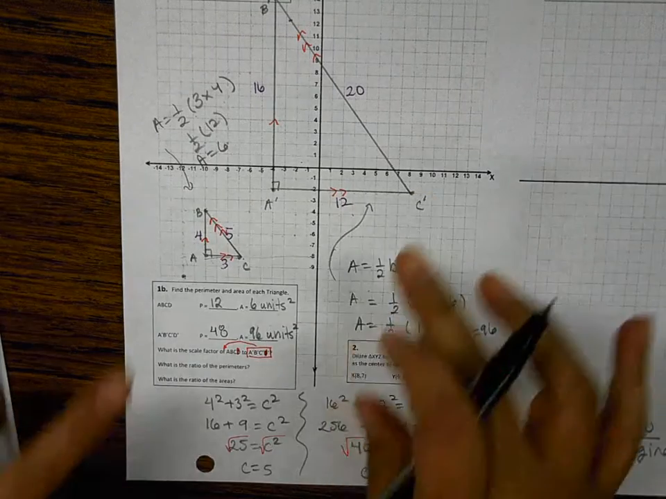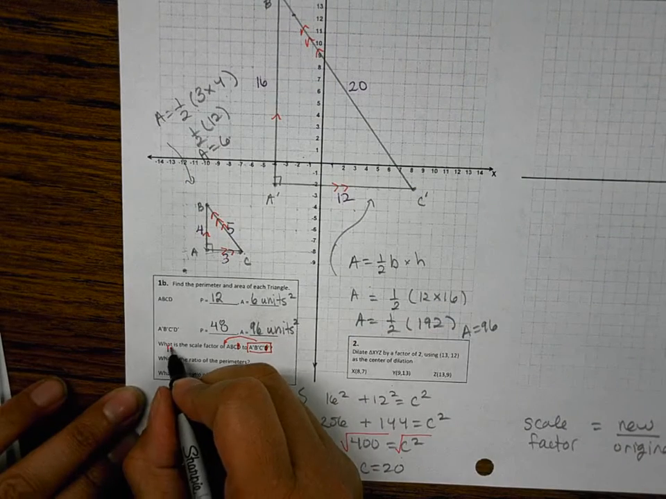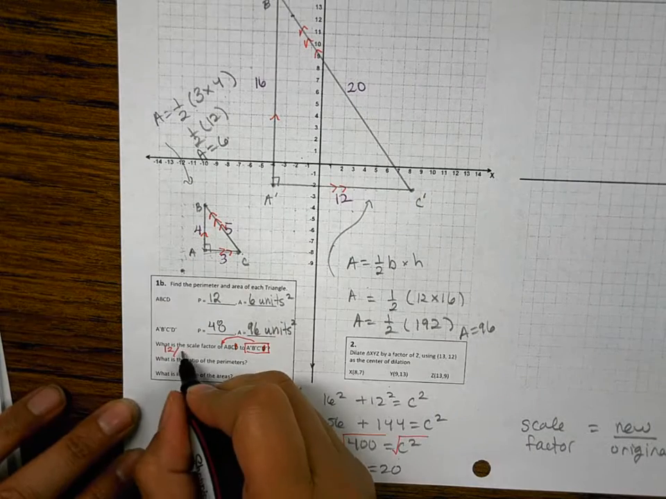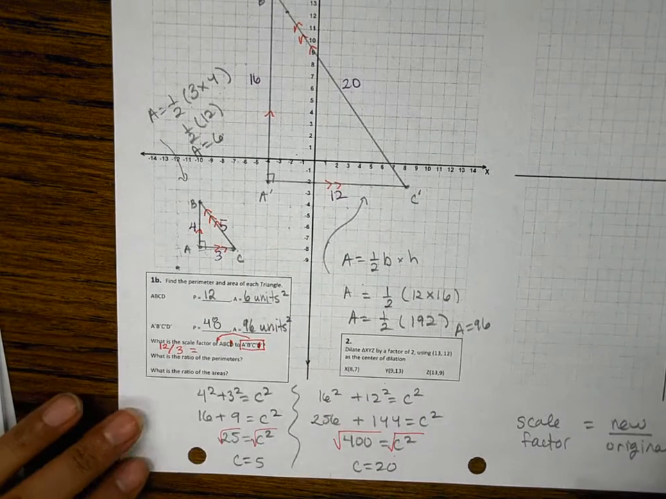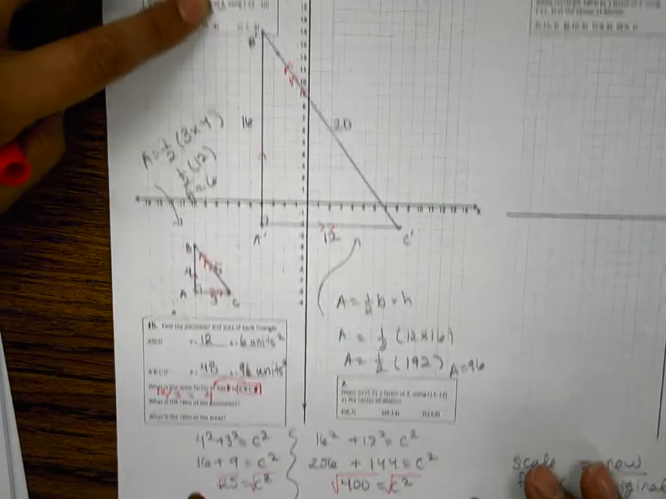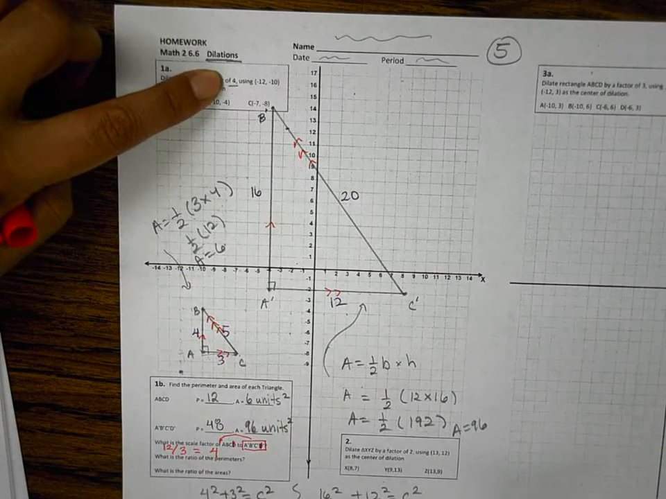So the new image is 12. The original base length is 3. And what's 12 divided by 3? It is 4. And indeed, is that the scale factor? Not a coincidence. It is.